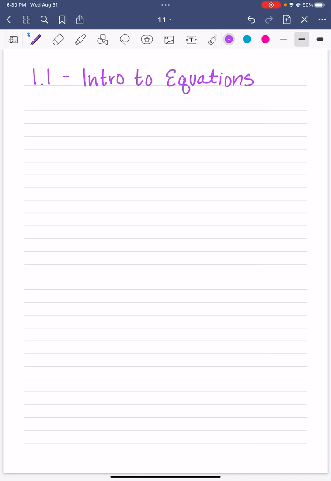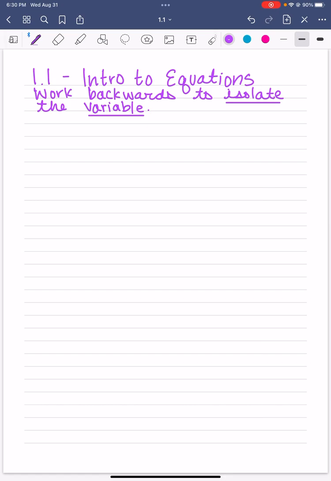For intro to equations, we are going to work backwards to isolate the variable. There are a couple important words here. Isolate means to get something by itself. And variables, those are our unknown values that we are solving for. So in this case, our x's.